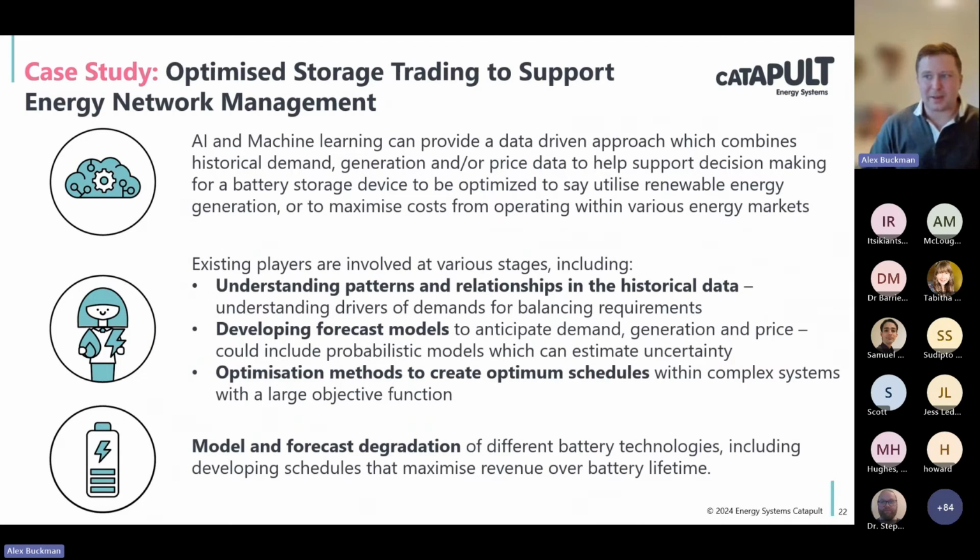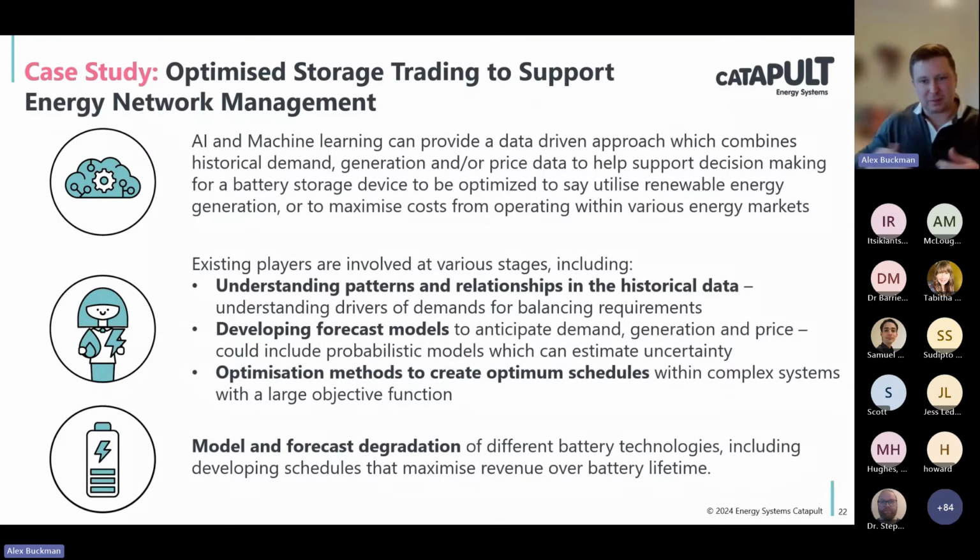So, broadly, you can split it into three parts. First, understanding the patterns and relations between historical data, so it's trying to identify the main features and drivers of the future needs that are likely to happen in the system. Then it moves into the forecast model, where you're asking, what are you likely to need in the next time period?